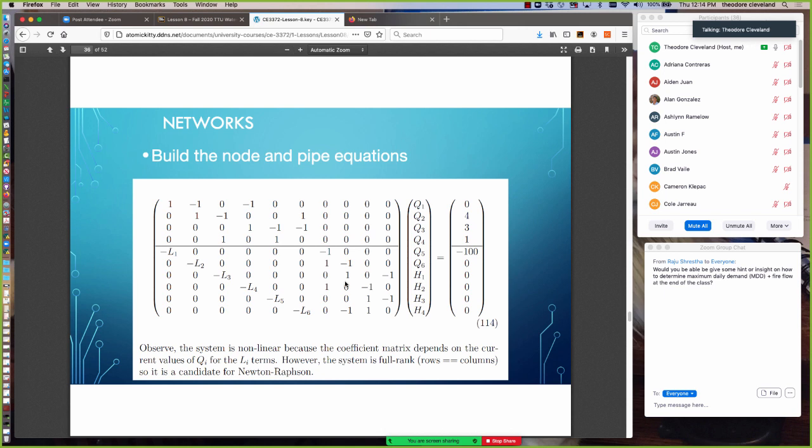We recall that the system's nonlinear. I keep reiterating that, but it's important. It's nonlinear in Q. And if we had the correct values of Q's and the correct values of capital H's in here, if we took that coefficient matrix, multiplied by that guess vector, and the guess vector was correct, we would obtain the right-hand side shown here. 0, 4, 3, 1, minus 100, zeros remaining.